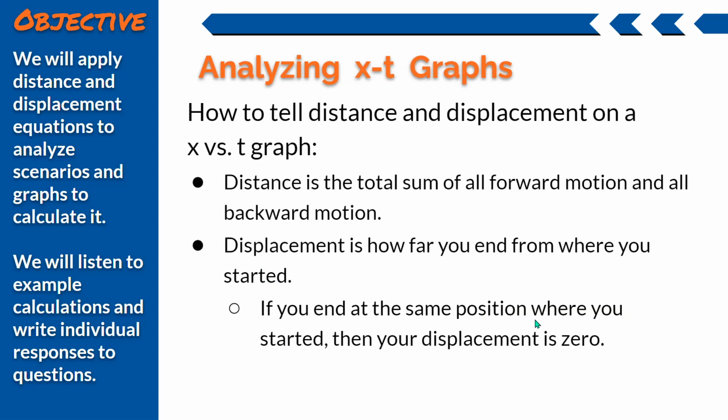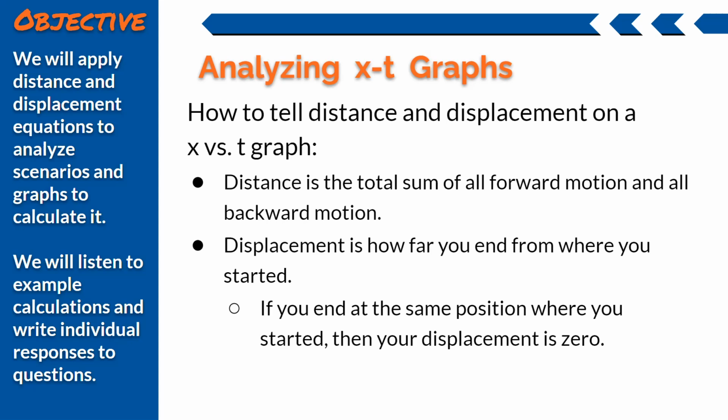All right, how to tell distance and displacement on an XT graph. We just did it. Distance is the sum total of all forward motion and all backward motion. That graph didn't have any backward motion to add, so we just added all the forward motion. Displacement is how far you end from where you started. If you end at the same position where you started, then your displacement is 0.